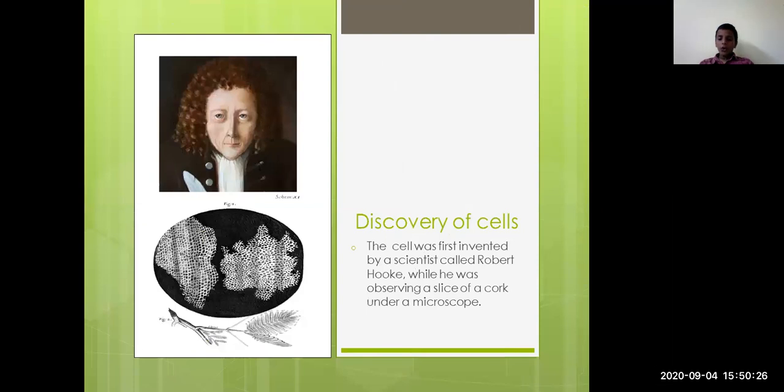Now we will learn who discovered the cell. Discovery of the cell. The cell was first discovered by a scientist called Robert Hooke. While he was observing a slice of cork under a microscope, he saw small, tiny cells and then discovered the cell. But his discovery was of dead cells.